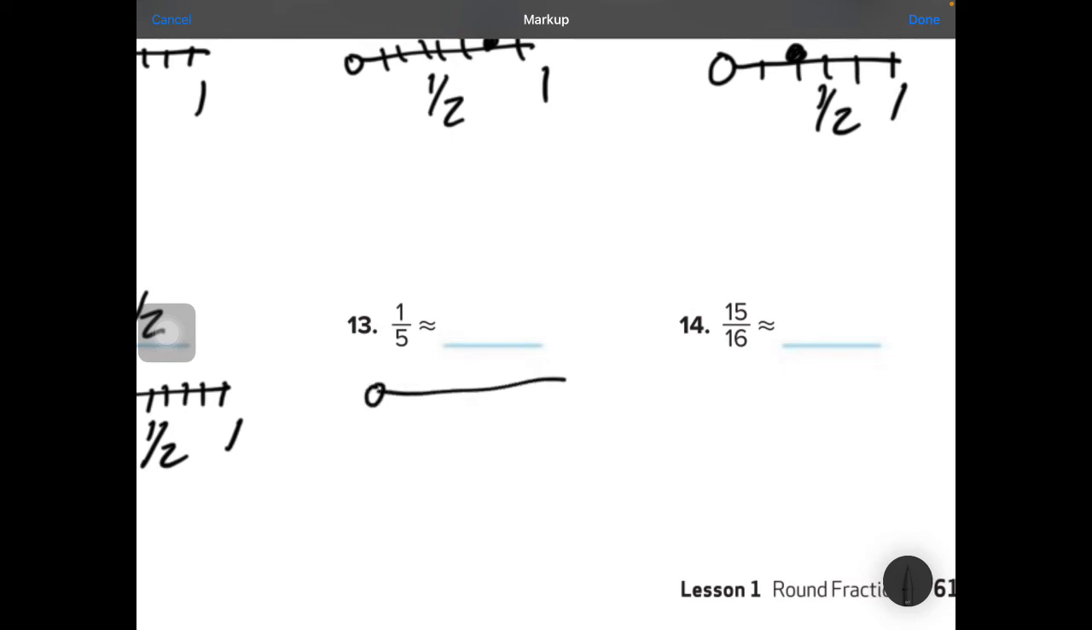Let's do a number line and see. We have 1, there's our dot, 2, 3, 4, 5. So there's our number. 1.5 would be about right there. So it's definitely closer to 0.